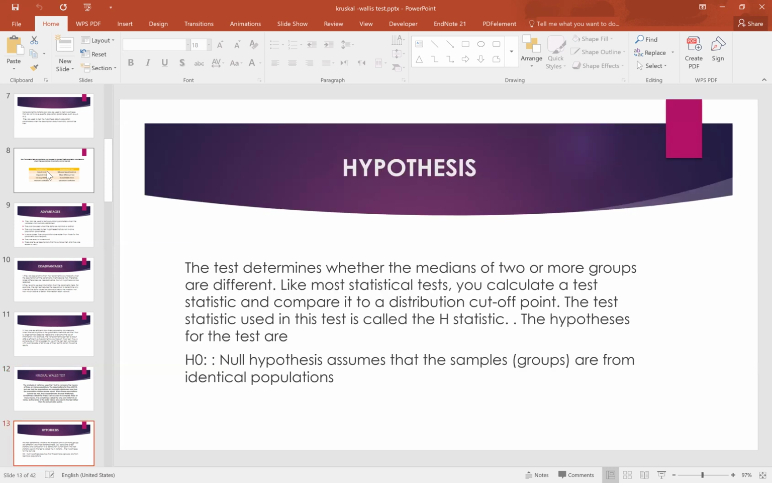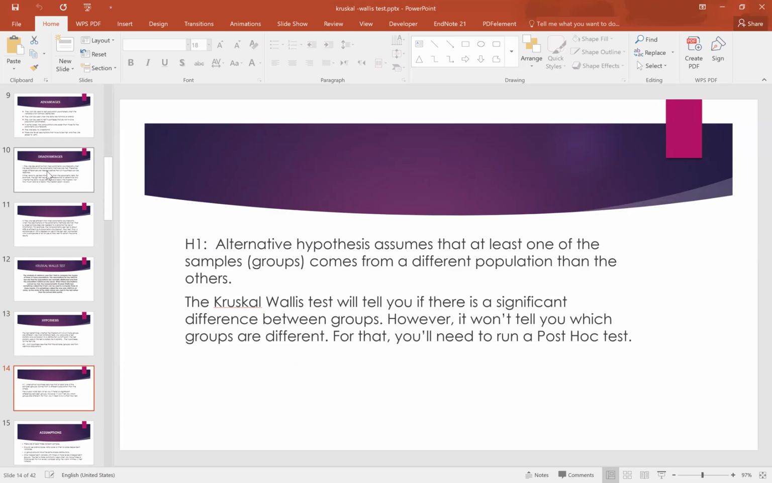The test determines whether the medians of two or more groups are different. Like most statistical tests, you calculate a test statistic and compare it to a distribution of cutoff points. The test statistic used in this test is called the H statistic. The hypotheses for the test are: null hypothesis, H naught, assumes that the sample groups are from identical populations. H1 is the alternate hypothesis, which assumes that at least one of the sample groups comes from a different population than the others.